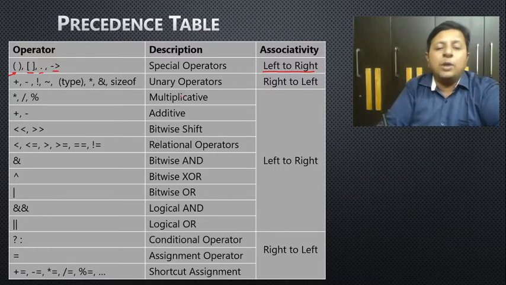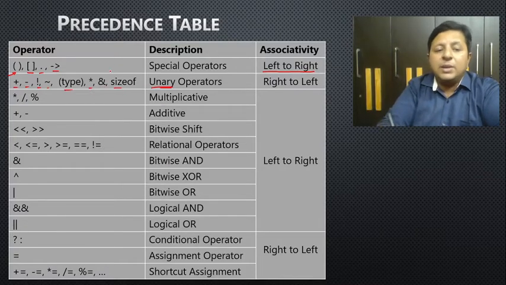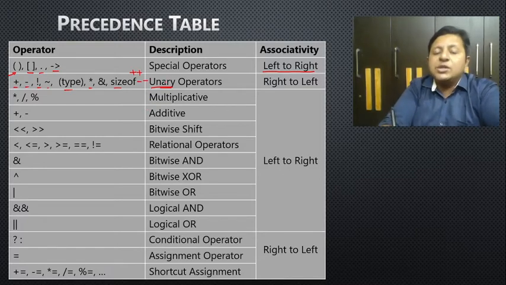Similarly, we've got unary operators. As the name suggests, unary means they work with a single operand. So all such operators like plus, minus, not, complement, typecasting, indirection, address, and even sizeof. Maybe I forgot to add two important operators, which I'll add here for you: plus plus, the increment operator, and minus minus, the decrement operator. That completes your unary operators. All are there in this particular unary slab.